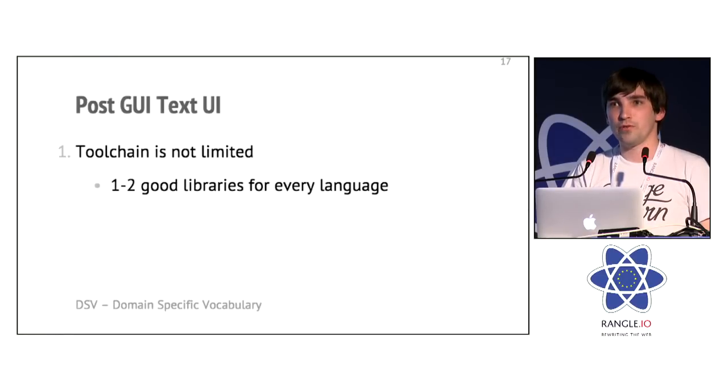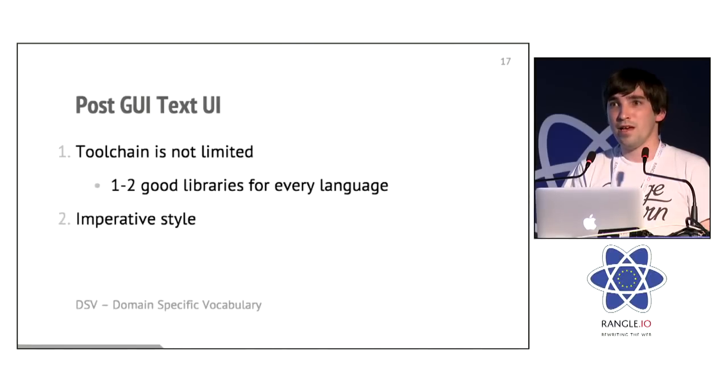But actually, what happened to text user interfaces? What can we use now? And it appears that it's not limited. For every popular programming language, you can still find a tool or library and create this magical text user interface. But the drawback is that most of them expect you to write in an imperative style. And after using React, actually, I cannot imagine creating imperative user interfaces, even in text.